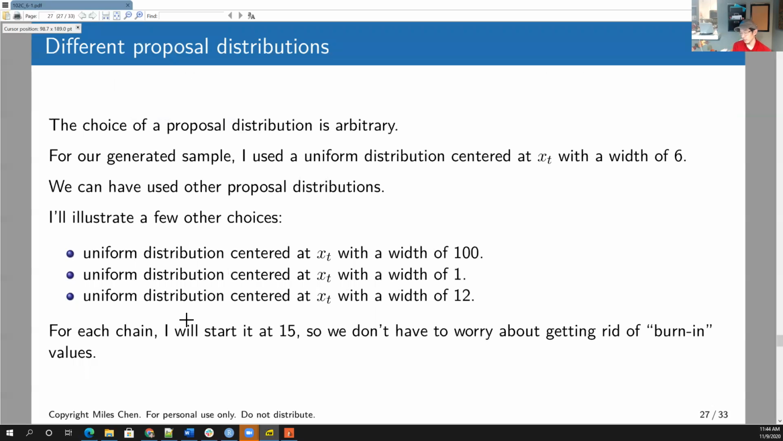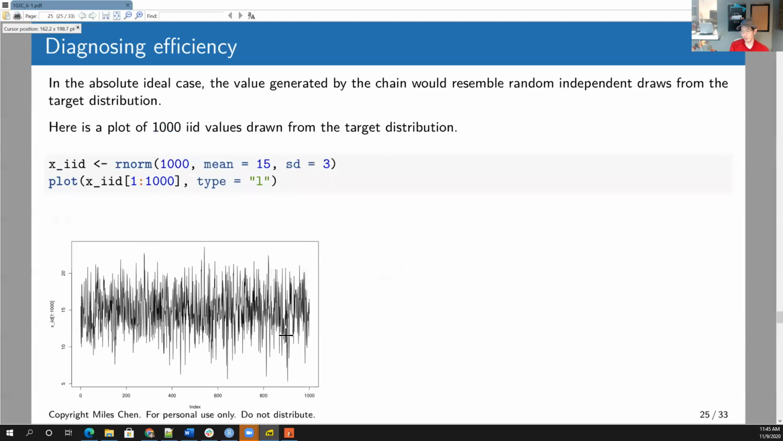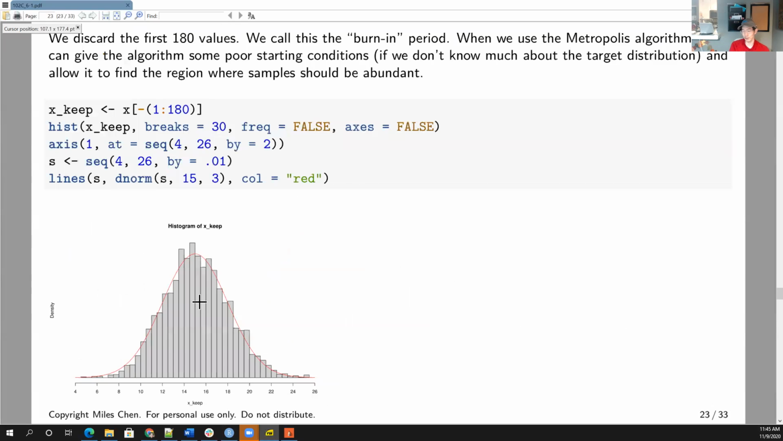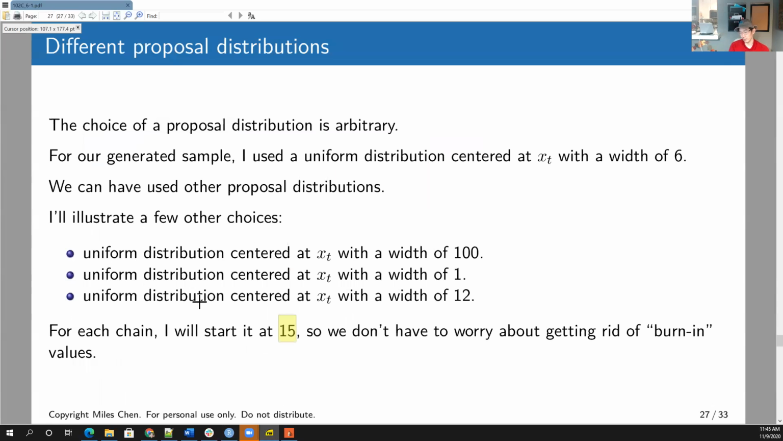Just to give you a sense of what happens, I'm going to try some extreme values. I'm going to try a proposal distribution with a width of 100. These are all going to be uniform distributions. I'm going to try one with a width of 1, and one with a width of 12. My current one has a width of 6, going plus or minus 3. And then I'm going to start my chains at 15, which is centered at the target location, so I don't have to worry about throwing away burn-in values. In my initial example, we started off at 100 and showed that it'll eventually reach your target location.